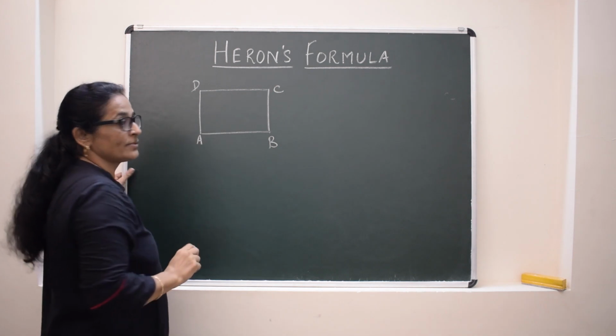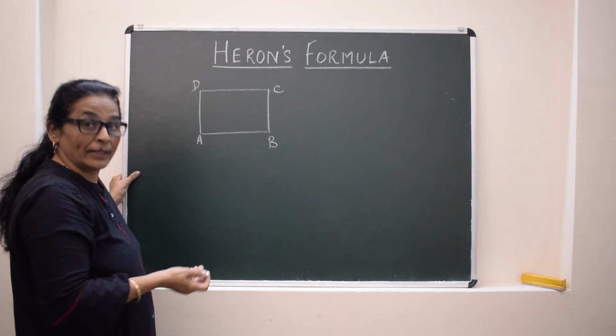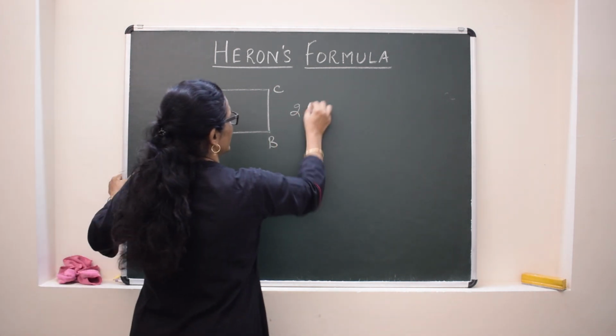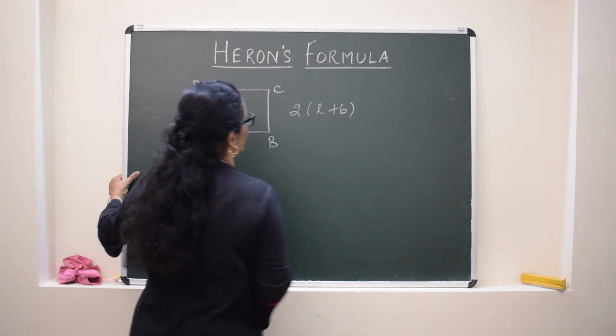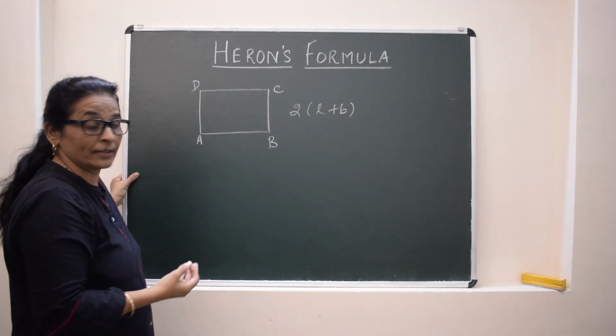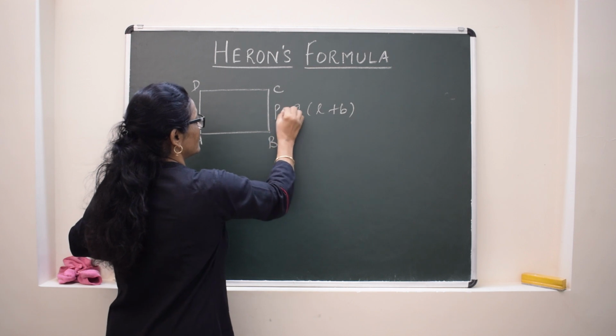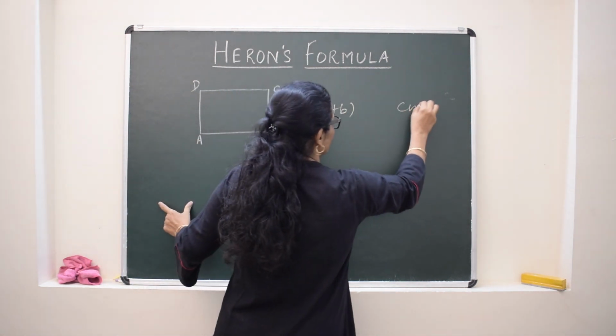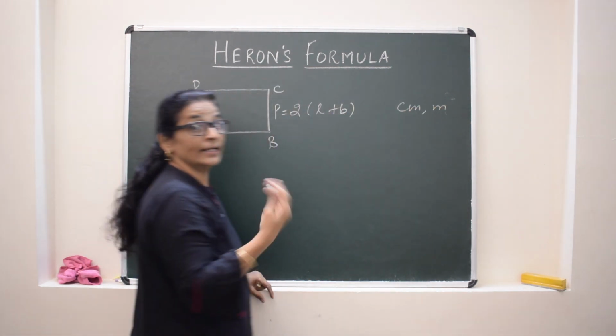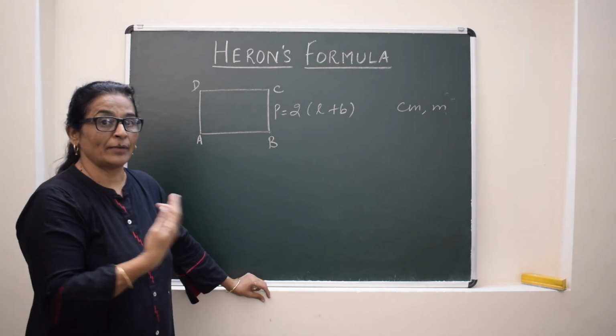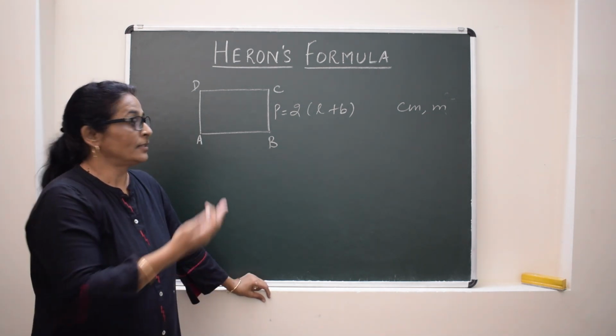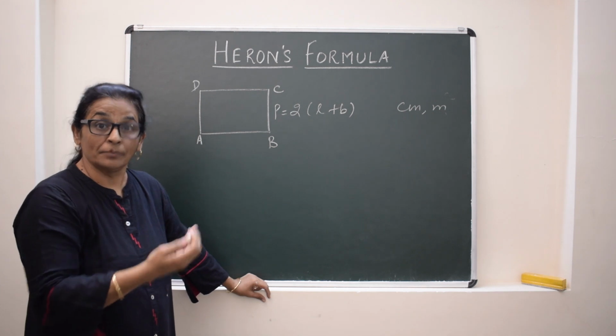For example, for this rectangle, if I want to calculate its perimeter, there is a formula: 2 times (L plus B), where L and B are length and breadth. But the perimeter is expressed in the unit of length or the dimension. If the dimensions are given in meters, then the perimeter will also be in meters.